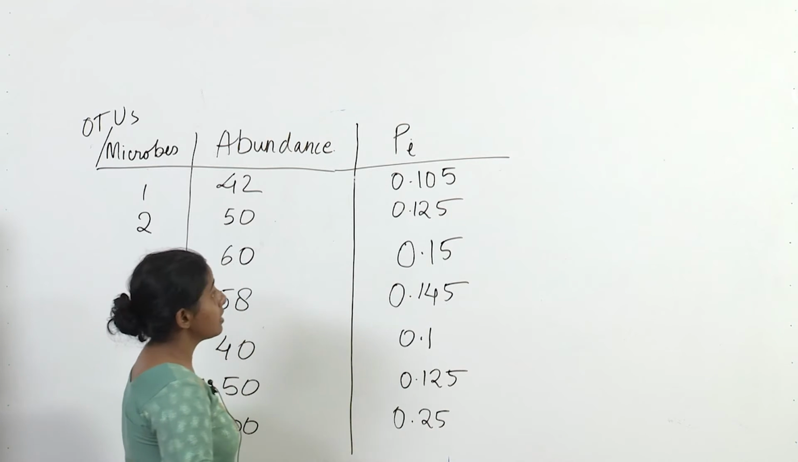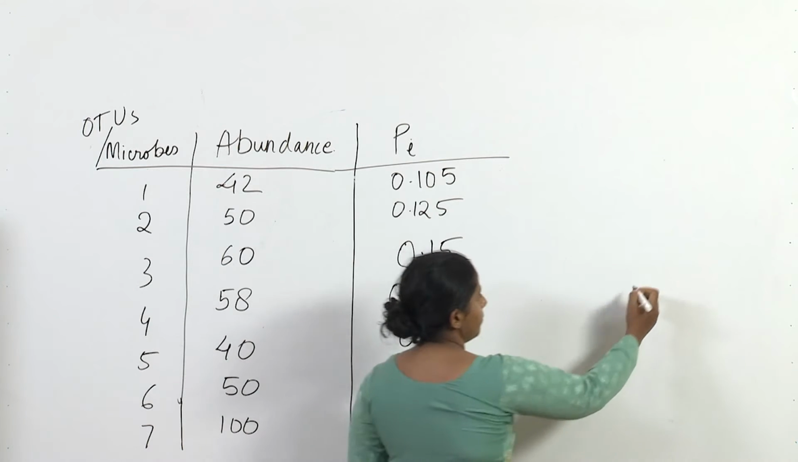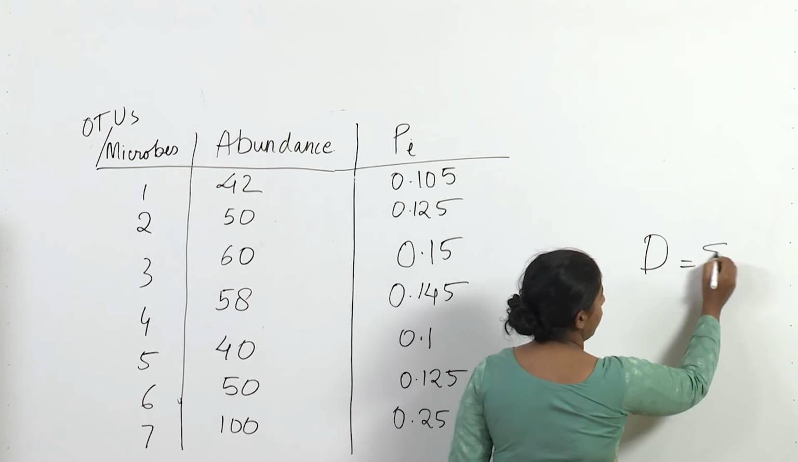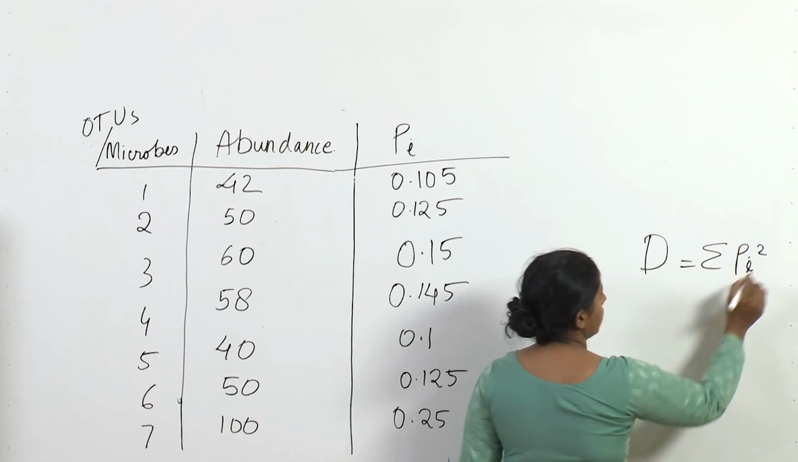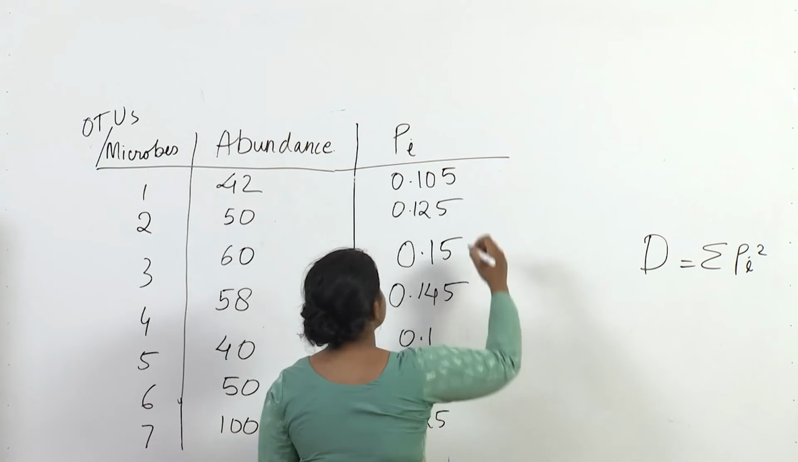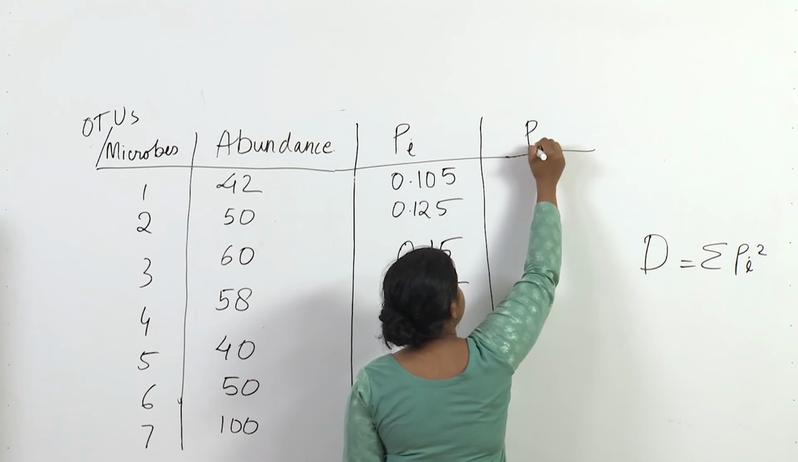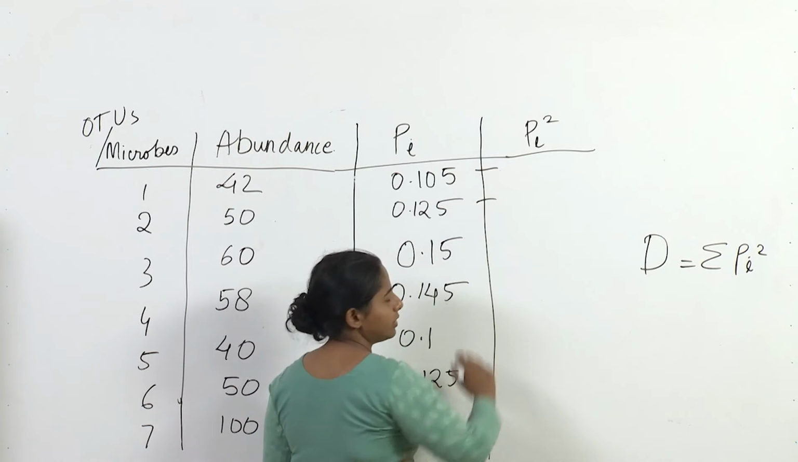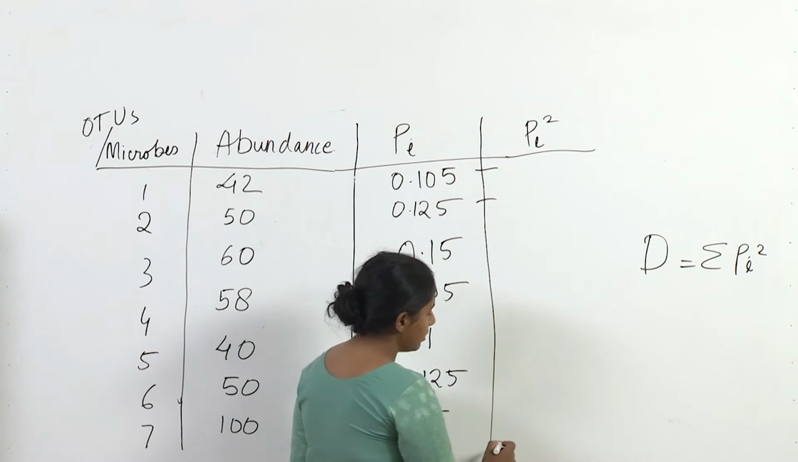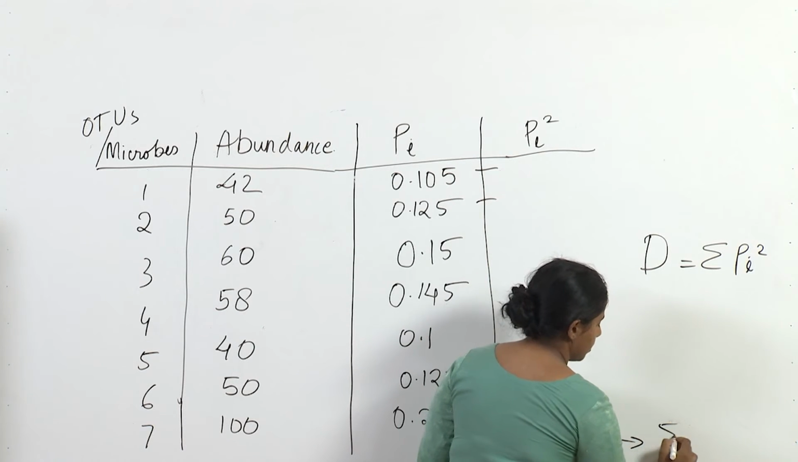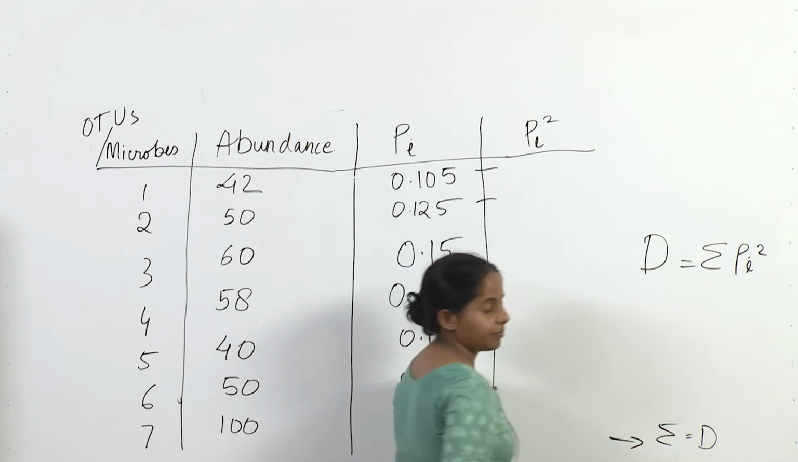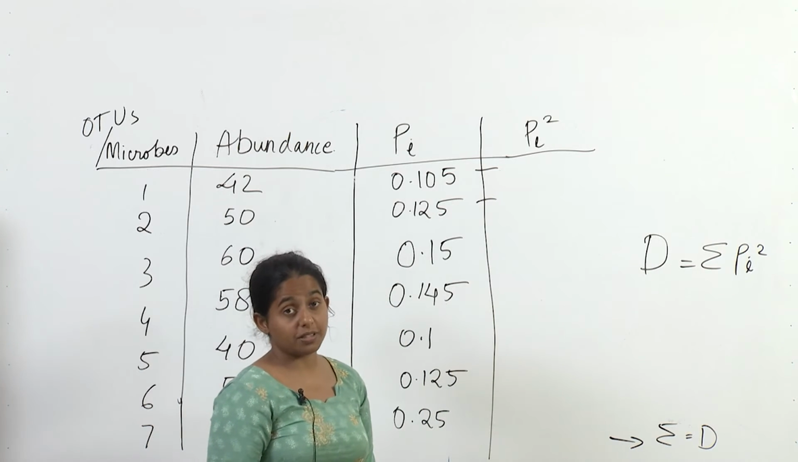Now, in order to calculate Simpson's index or D, which is the summation of all p_i squared, what we need to do is find their squares, p_i squared, which I am not going to do in the class, but you need to do them, and then you can take their sum total and you get your D. This is how you calculate Simpson's diversity index.